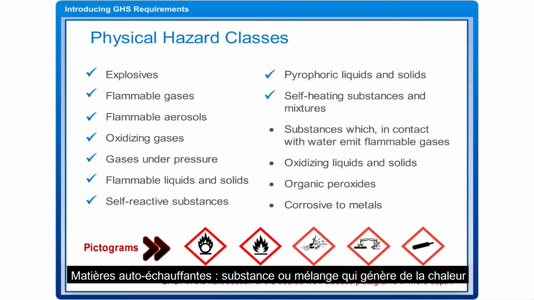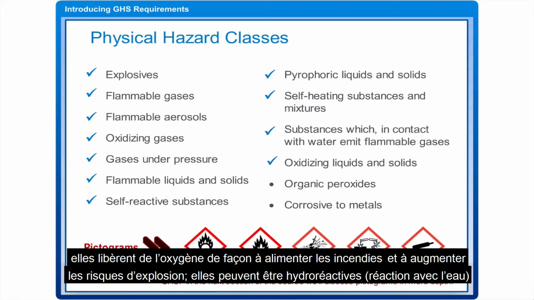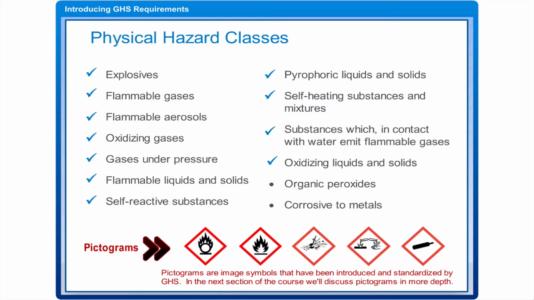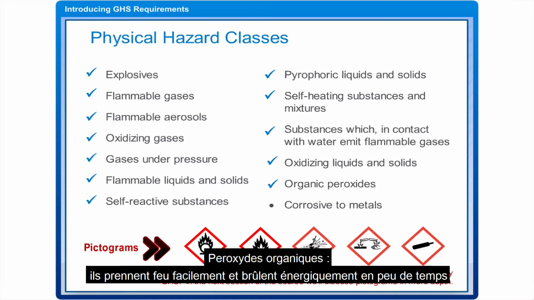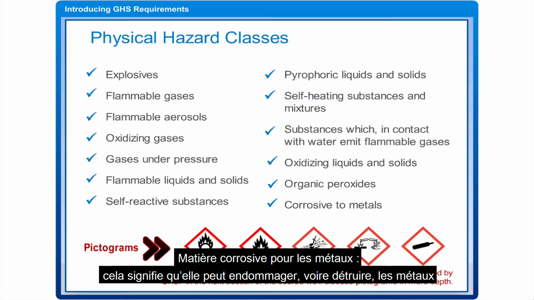Self-heating substances and mixtures will generate heat. Substances which, in contact with water, emit flammable gases. Oxidizing liquids and solids yield oxygen, so they can feed fires and explosions, plus might be reactive with water. Organic peroxides can catch fire easily and burn very rapidly and intensely. Corrosive to metals means that it can damage or even destroy metals.